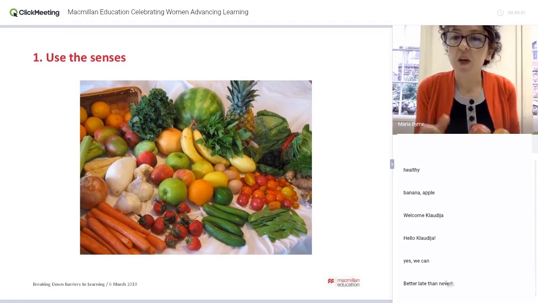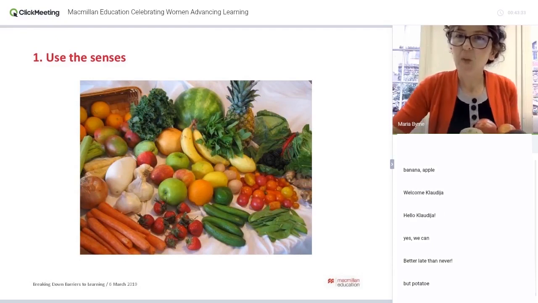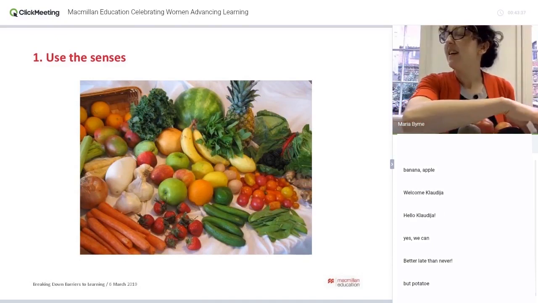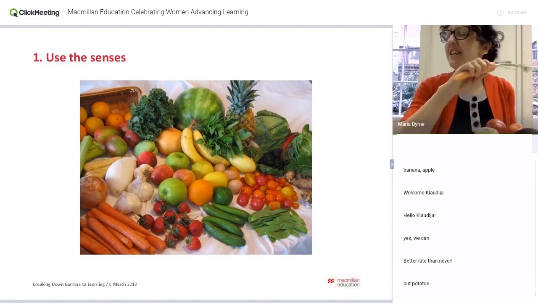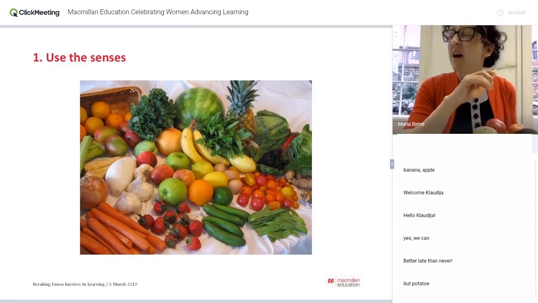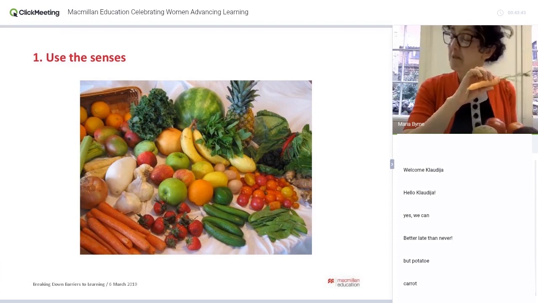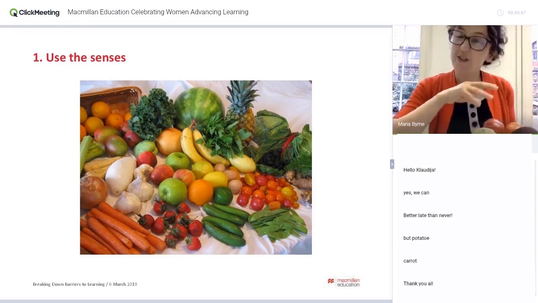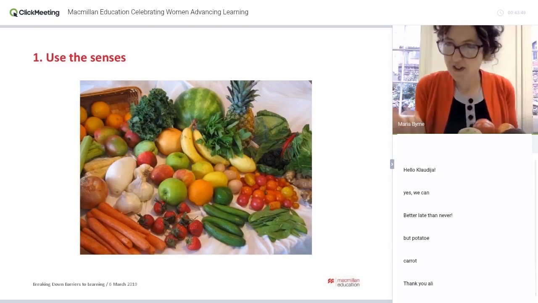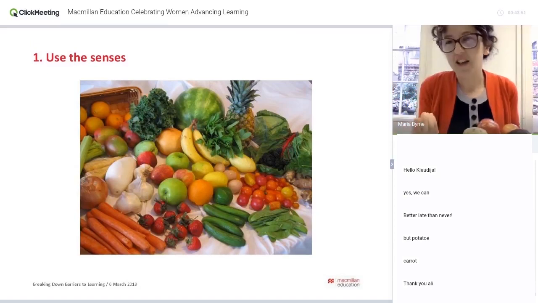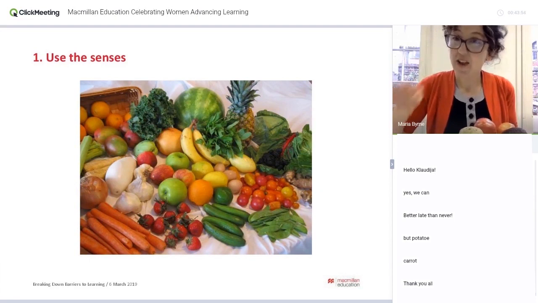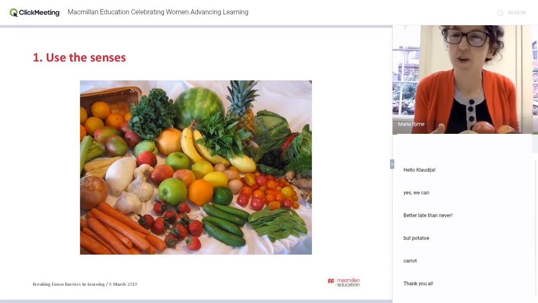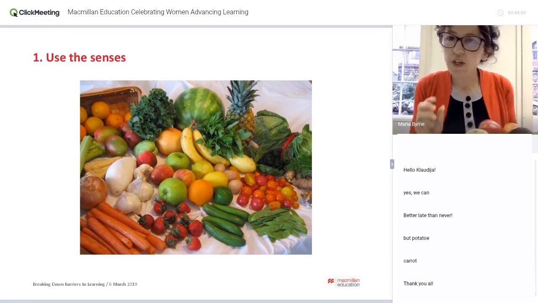Using the senses, you might get your students to close their eyes. Okay, so I might do it now. I'm going to close my eyes and I'm going to feel one of these things, and I think it's a carrot. Pretty sure it's a carrot. Yeah. Okay, but the students can do that themselves. You can put them in their hands and they feel with their eyes closed, and they have to tell you what the fruit or the vegetable is. They could also do this in groups.